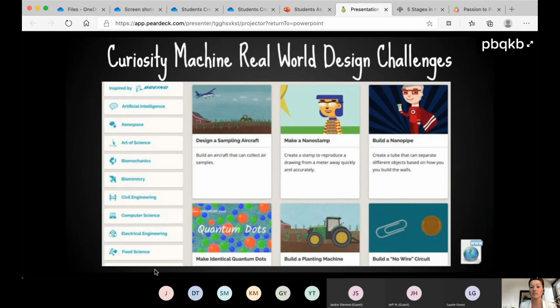Some other things, if you haven't seen, more design challenges. This is called the Curiosity Machine Real World Design Challenges. This is sponsored by many different types of corporations, based on the influence of computer science, AI for artificial intelligence, also machine learning. They have every single subject area in here. These challenges can last from 5 minutes up to 15 minutes up to an hour. And the best thing yet, they have a whole parent community focus with this too.